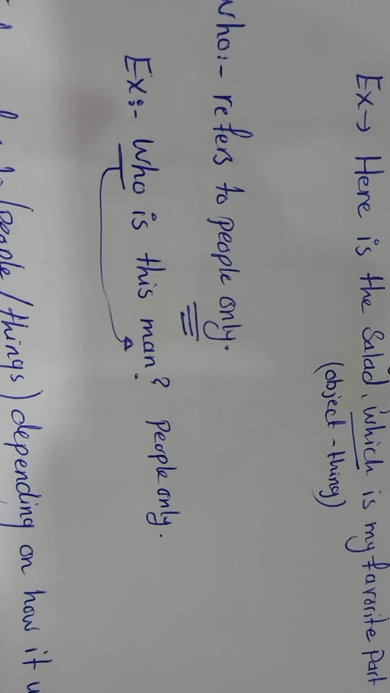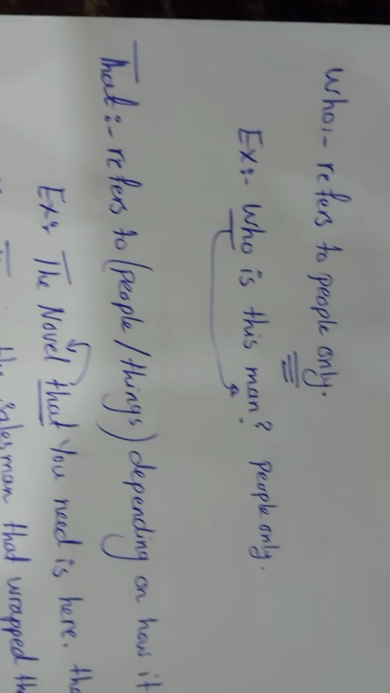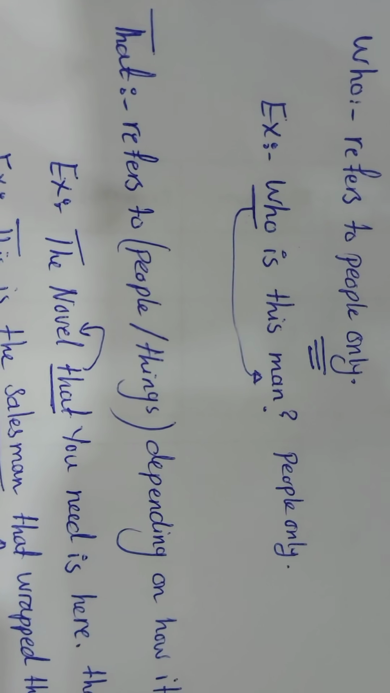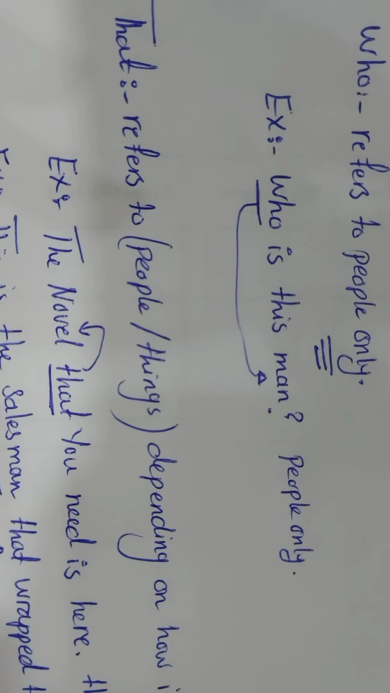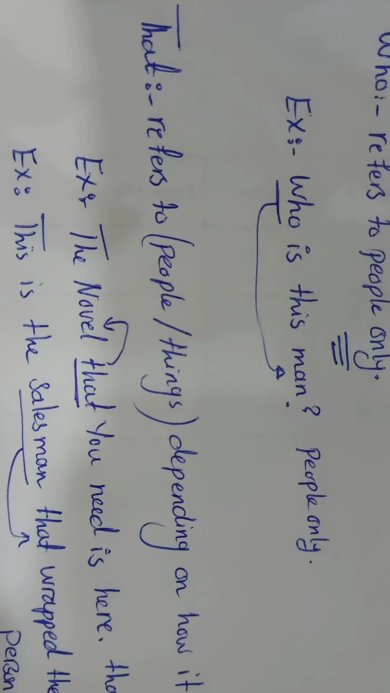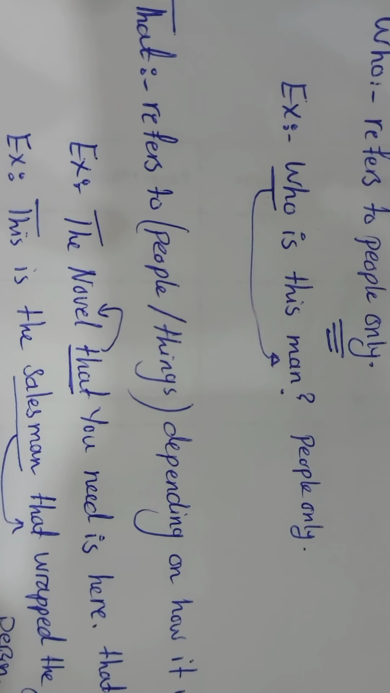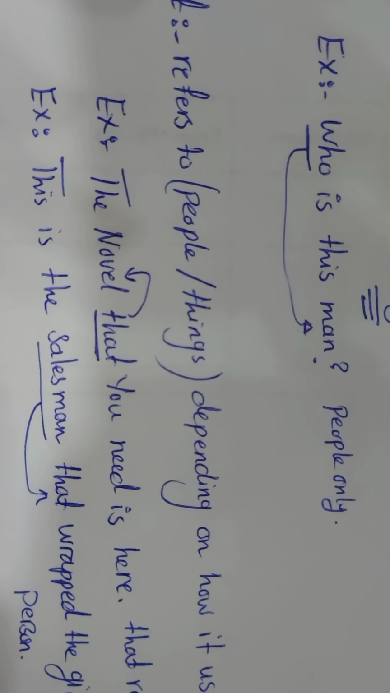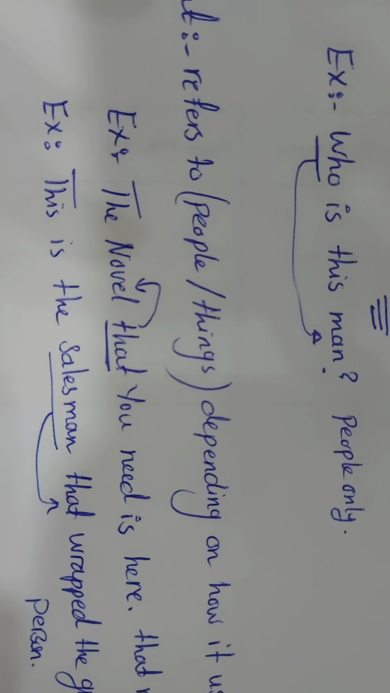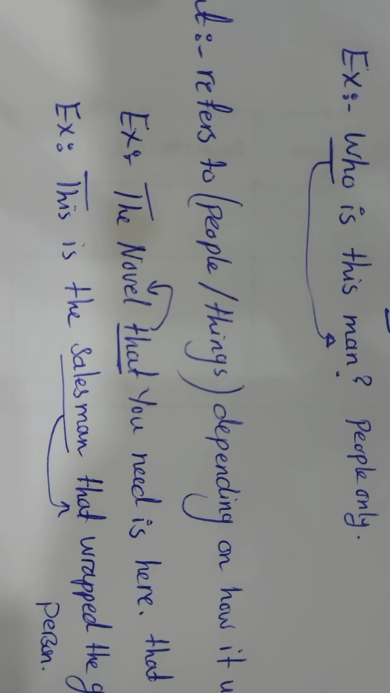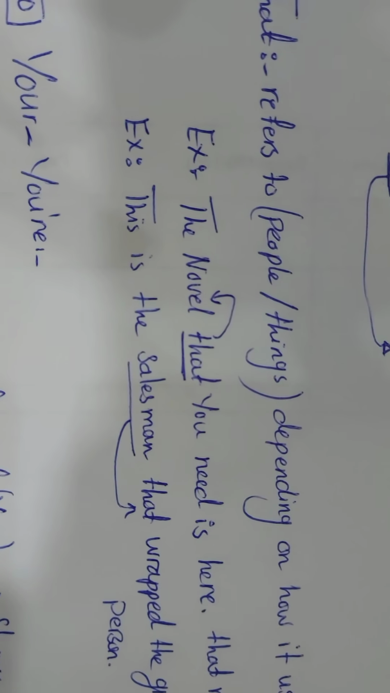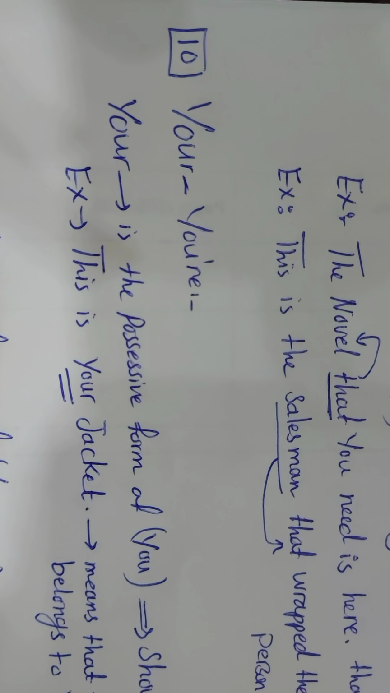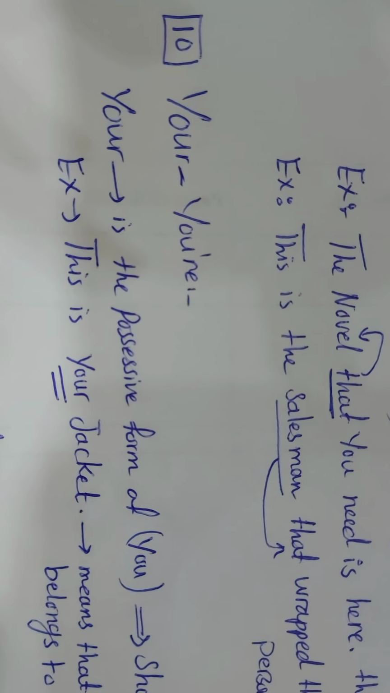Who's this man? Man is a person, one of the people. That refers to people or to things depending on how it's used in the sentence. The novel that, so that here indicates the novel, which is a thing. This is the salesman that, here also it is referring to a person.